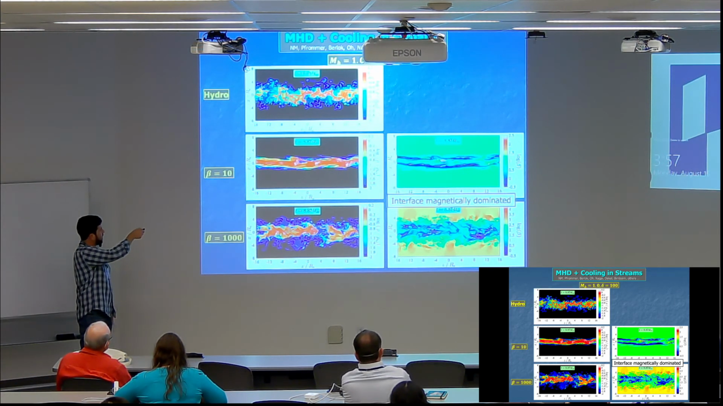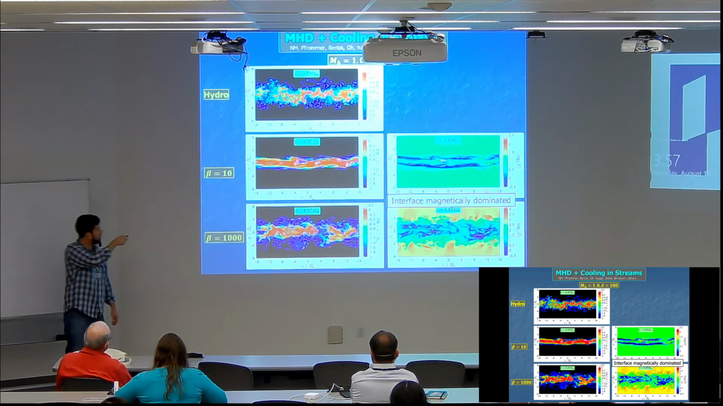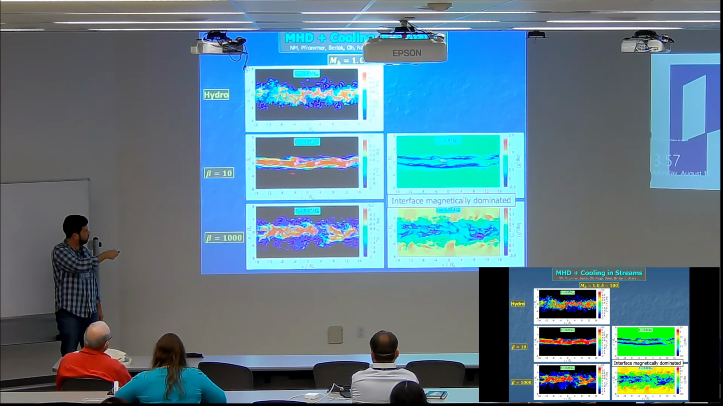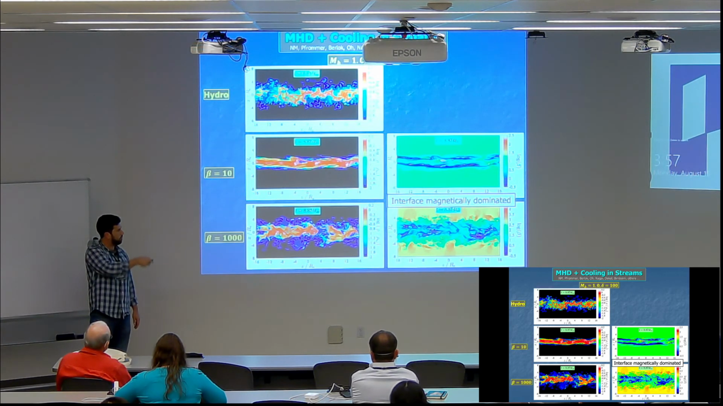This is showing a slice of the density at pretty late times in a pure hydro run, a plasma beta of 10 and a plasma beta of 1,000. And you can really see how the hydro run is extremely turbulent. Plasma beta of 10 is extremely laminar, and beta of 1,000 is somewhere in between, but probably more laminar than very turbulent.